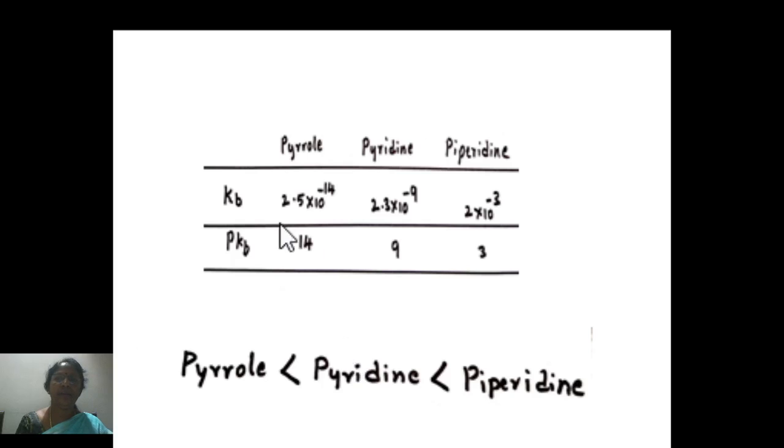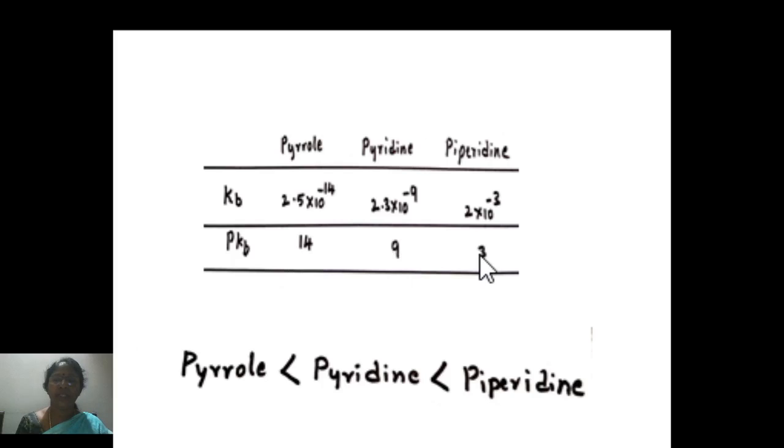In this table, you can compare the Kb and pKb values of pyrrole, pyridine and piperidine. Kb value for pyrrole is 2.5 into 10 to the power minus 14. That of pyridine is 2.3 into 10 to the power minus 9, and piperidine with 2 into 10 to the power minus 3 as Kb value, and pKb values are 14, 9 and 3 respectively.